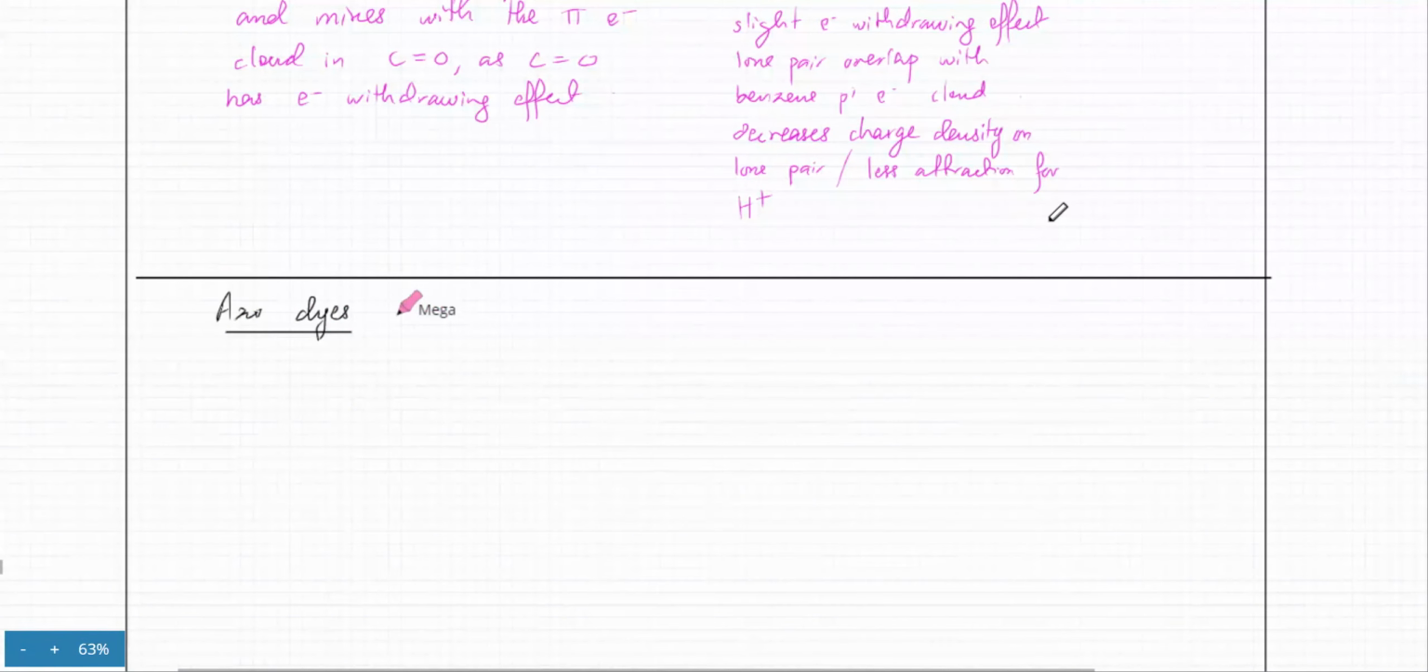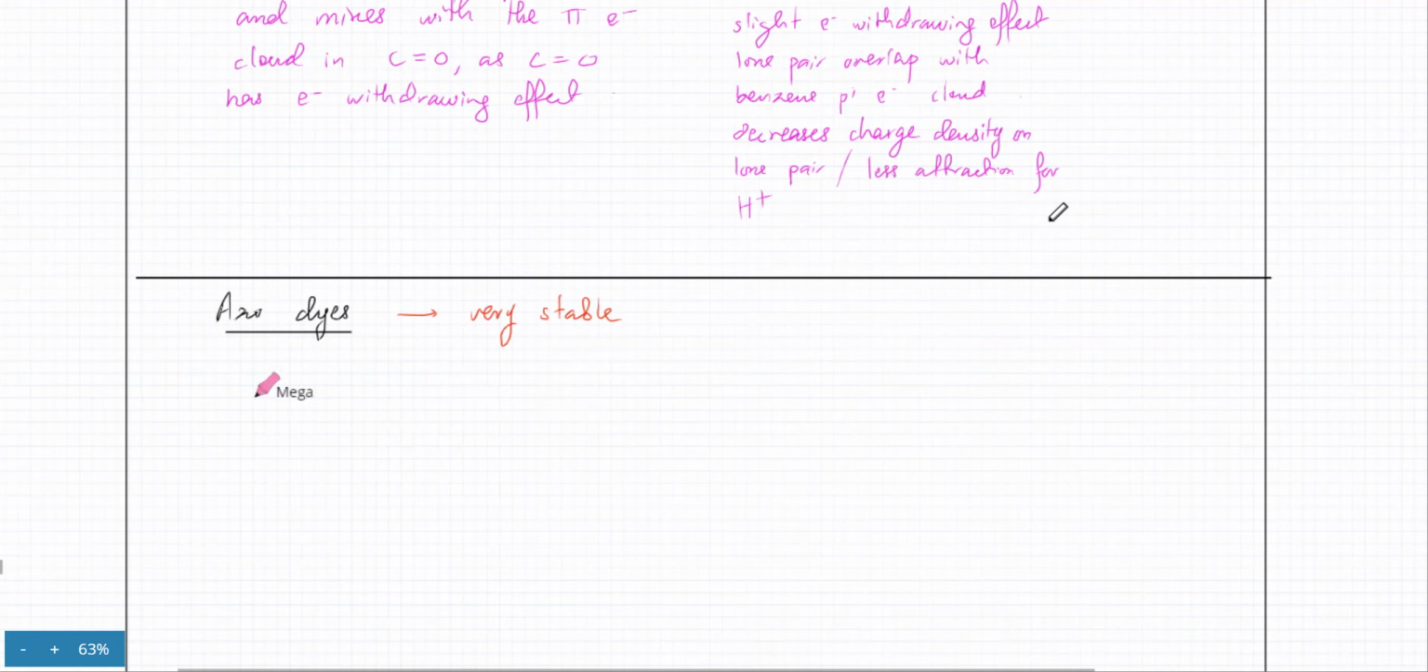The reason you want dyes to be very stable is because if you have, for example, car paint, there are a lot of elements that are going to react with it. So car paint has to be in the sun. It has to be washed. Lots of chemicals are falling on it. So the dye needs to be very stable and it needs to maintain its color. So azo dyes are such dyes.